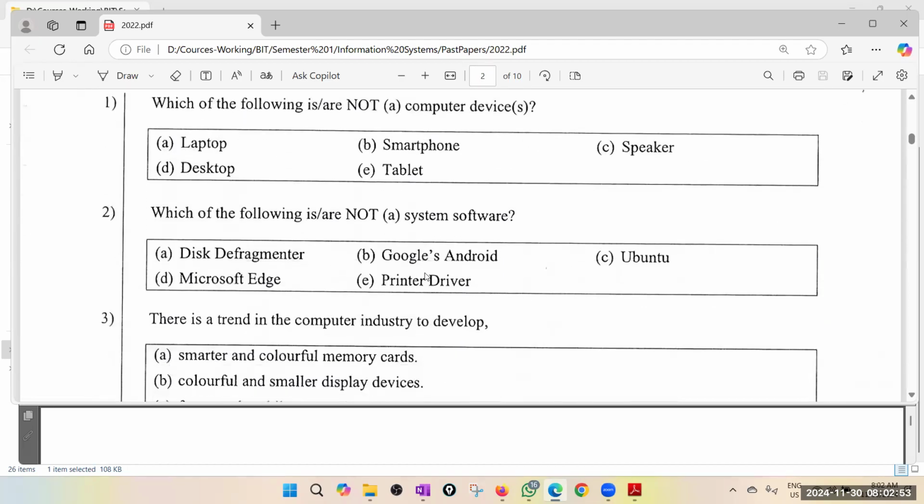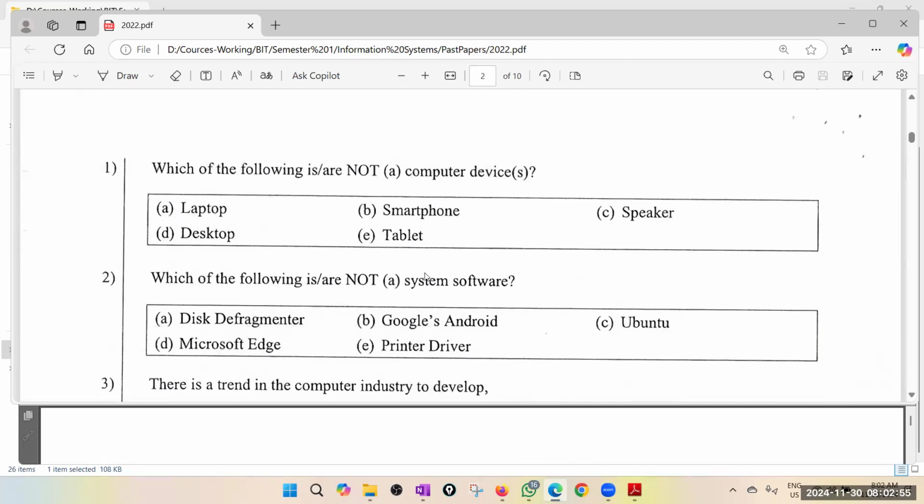Right. Question number one. Which of the following is not a computer device? Okay, not a computer device. So that is super easy. Laptop is a computer device. Smartphone is a computer device. Desktop, tablet, speaker is not a computing device. Of course it can be a peripheral of a computer, but it's a normal analog device. Okay, it's not doing any computing. So the answer is C.